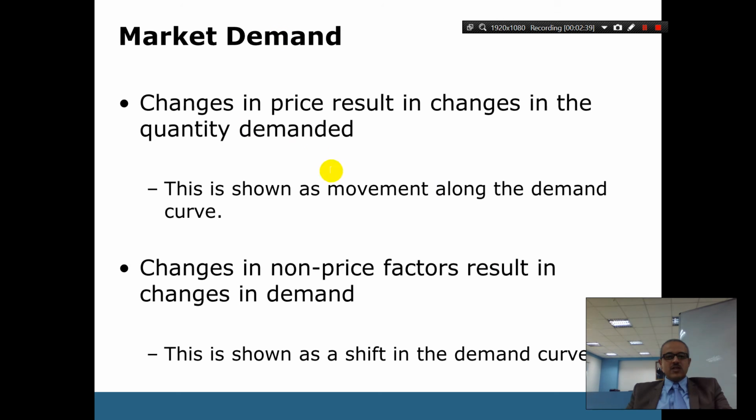Here we looked at the demand, and there's a difference between movement and shift. With movement, you're on the same demand curve, and that's when price changes. But when we talk about a shift, it means there is a factor other than price. A non-price factor is going to shift it right or left.